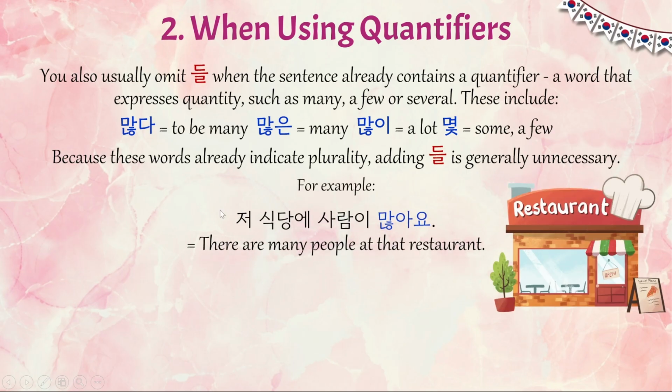For example, look at this sentence. 저 식당에 사람이 많아요. There are many people at that restaurant. So here, there is no need to attach 들 to 사람, 사람들이. There is no need because we have already mentioned that there are many people with the help of the adjective 많아요. Okay? So you can notice that the presence of a quantifier can help you omit 들 from the sentence.